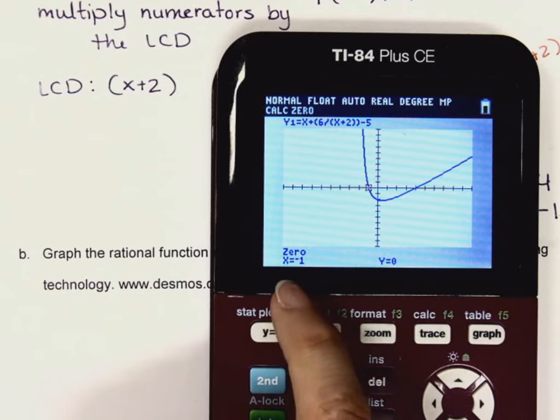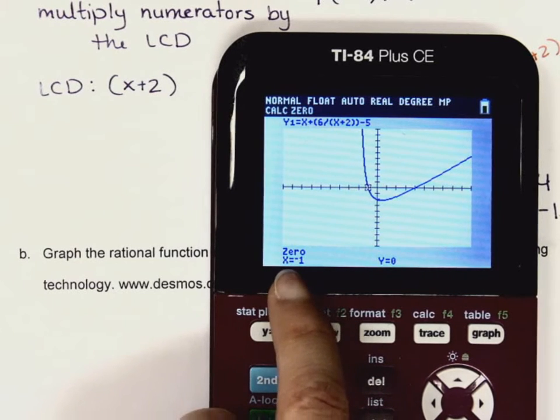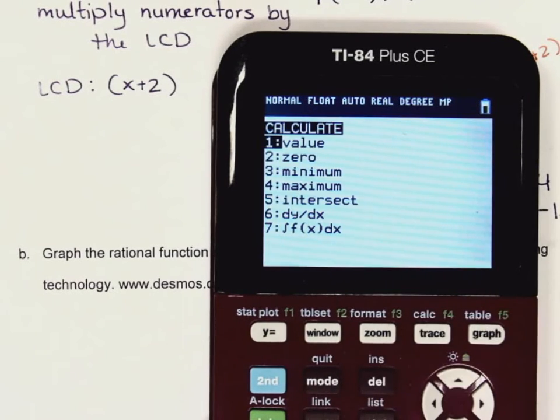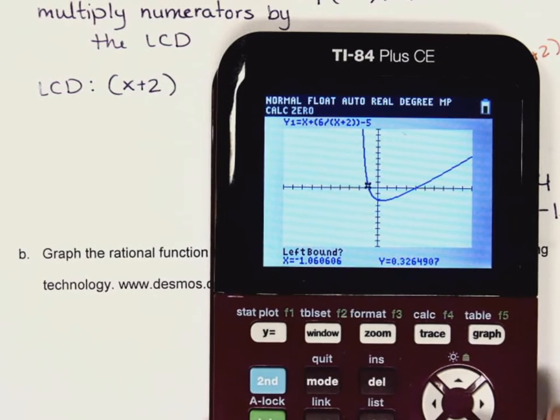So, you see that my first x-intercept is at negative 1? I love it. Nobody's listening to me. I'm just doing my own thing here.